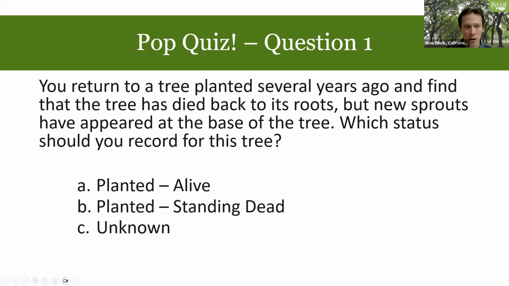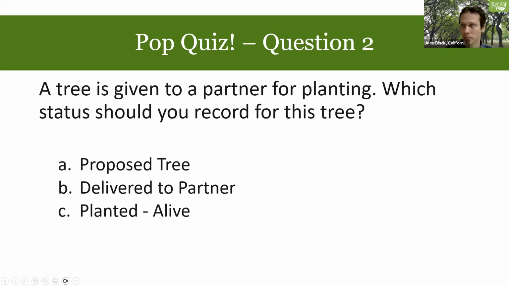Okay, let's move on to question 2 here. How do I go to question 2, Megan? Okay, Megan, maybe you can get the question 2 to come up. I'll read this one. A tree is given to a partner for planting. Which status should you record for this tree? Is it A, proposed tree, B, delivered to partner, or C, planted alive?